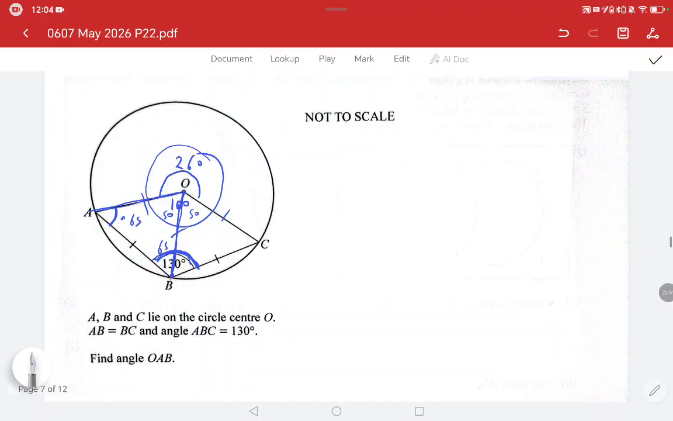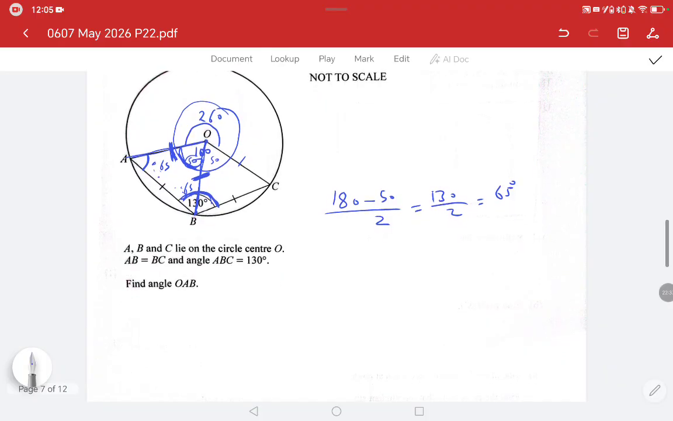So 65 plus 65 is 130, plus 50, this is 180. Especially as you know this is isosceles, this side equals this side. So if this one is 50, these two angles will be equal, so it will be 180 minus this 50, and then you divide by 2. 130 divided by 2 is 65 degrees. So this angle will be 65 degrees.